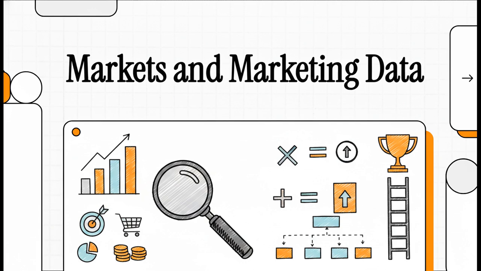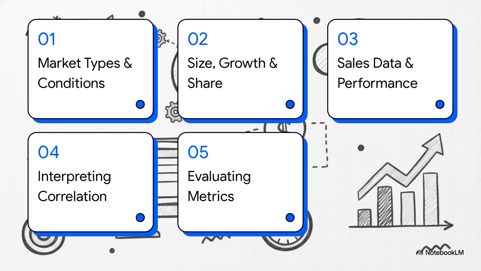Let's get started. Okay, let's take a quick look at our agenda for today. 1. Market types and conditions. 2. Analyzing size, growth, and share. 3. Sales data and performance. 4. Interpreting data correlation. And finally, evaluating market success metrics. All right, let's dive right in.